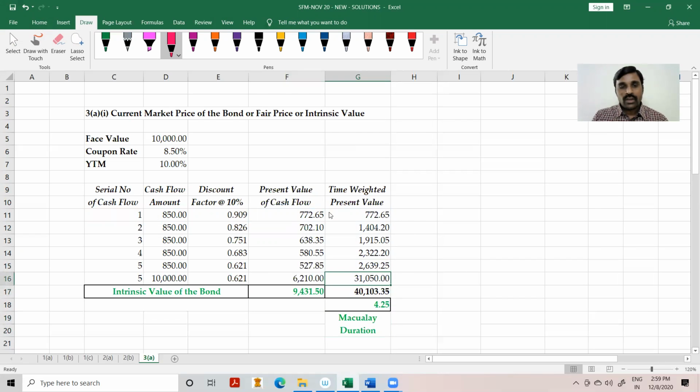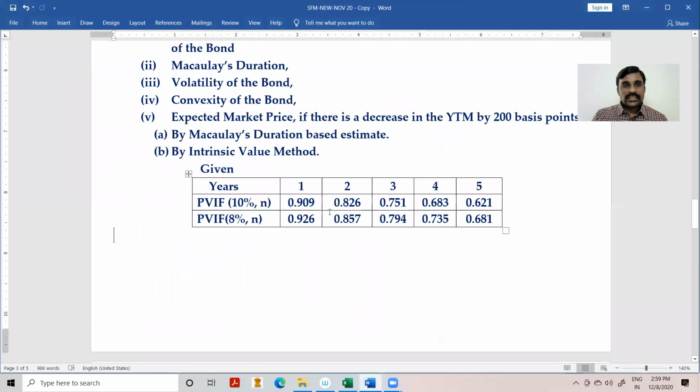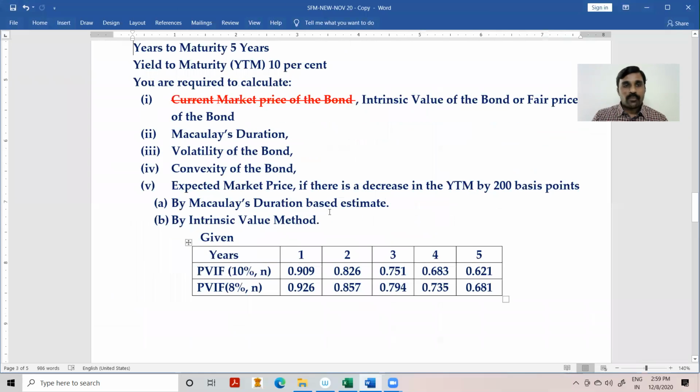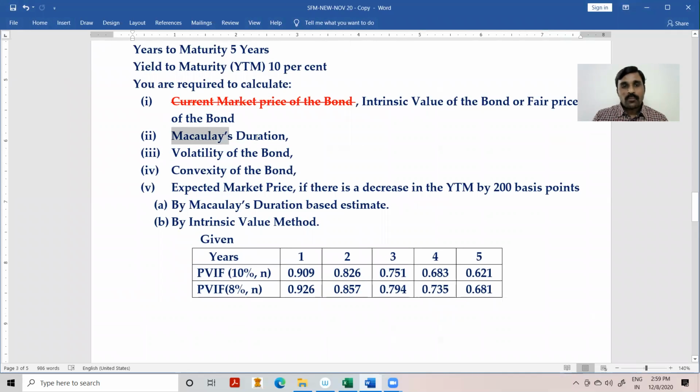Next, convexity. This is the second point. Macaulay duration is the first point, and the third point is the volatility of the bond. So this is also based on Macaulay duration. Sir, how is the duration related to the volatility?